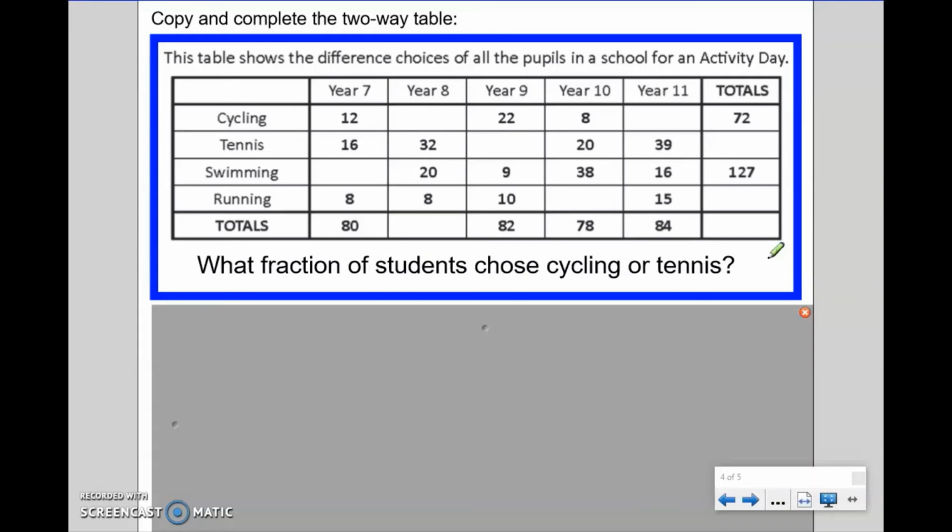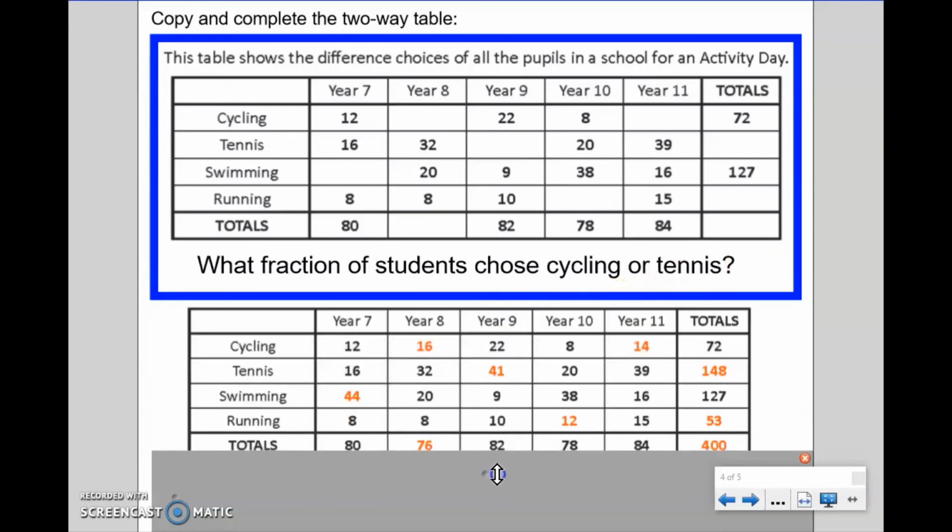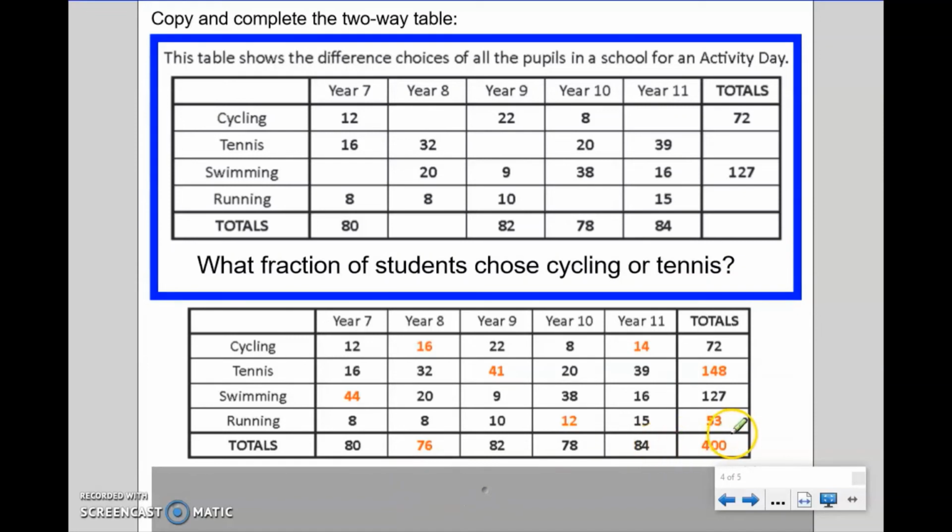Okay, welcome back. I'll talk you through my two-way table. Yours should look something like that. So we have 400 students taking part in this activity day altogether. We can work out how many year 7s preferred swimming by doing a subtraction from 80, taking away these three values from 80. 80 students in year 7 altogether. We can work out how many year 10 students like running, because there's 78 students in year 10. If we subtract these values, we'll be left with those who preferred running. We can then go ahead and work out the remaining missing values.